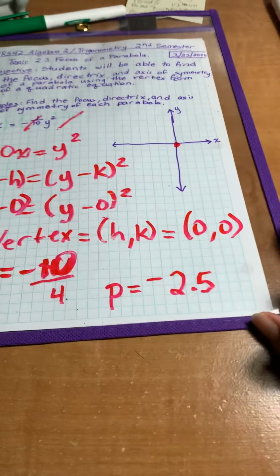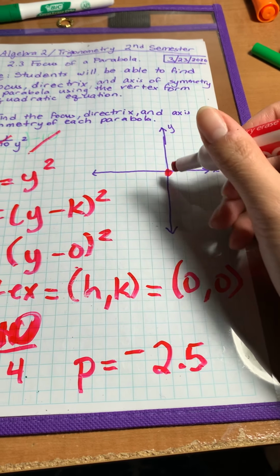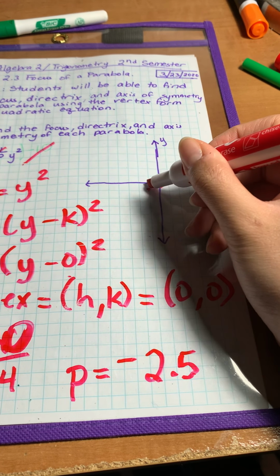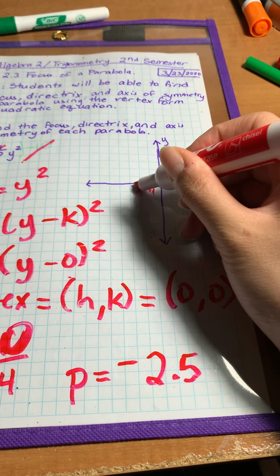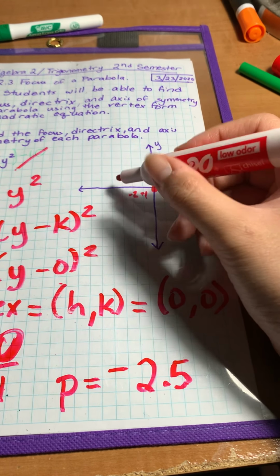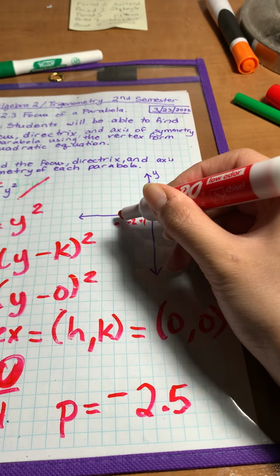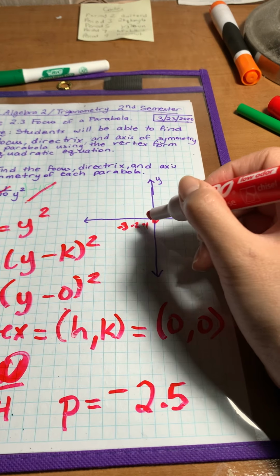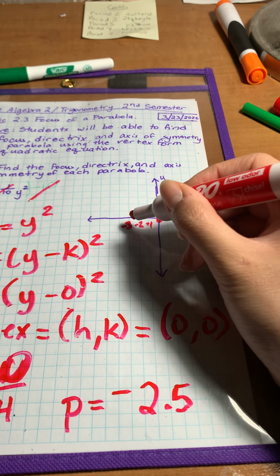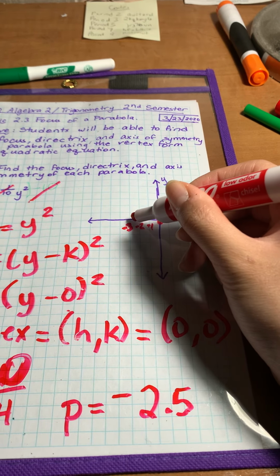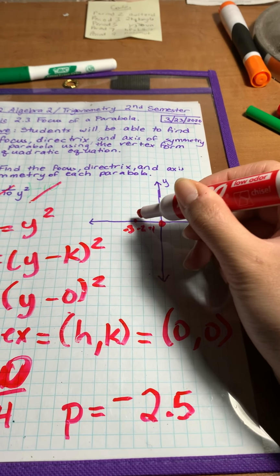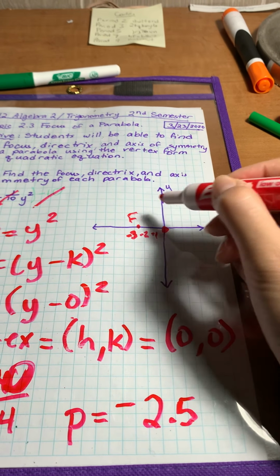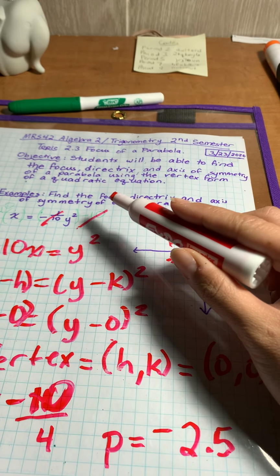Okay, so let's go ahead and draw that out. So this is my -1, and that's my -2, and this is my -3, right? So -2.5 should be between -2 and -3. So that's my focus. That's my focus point. So I found one of the things I need to find.